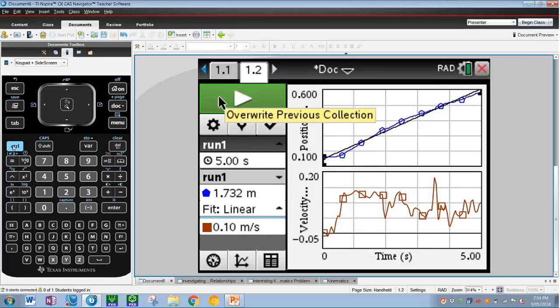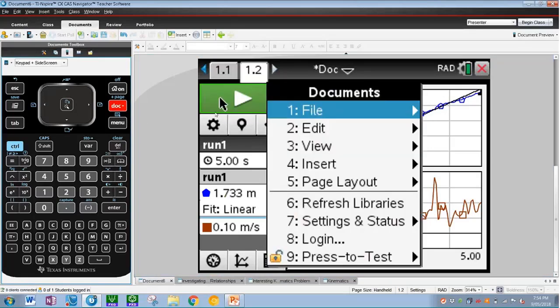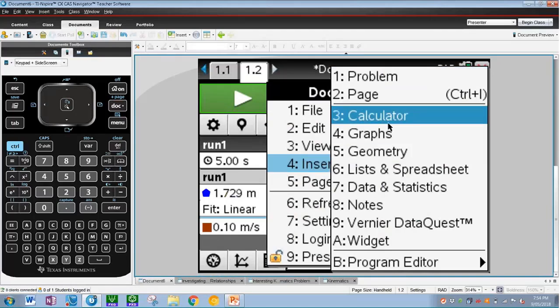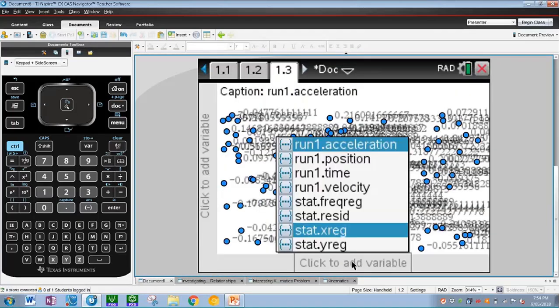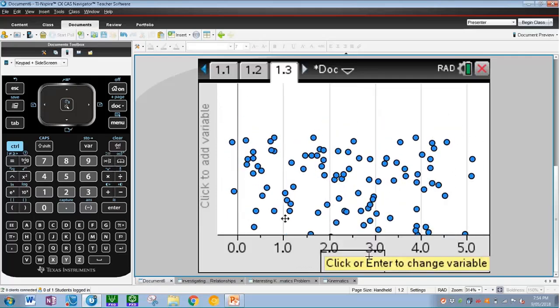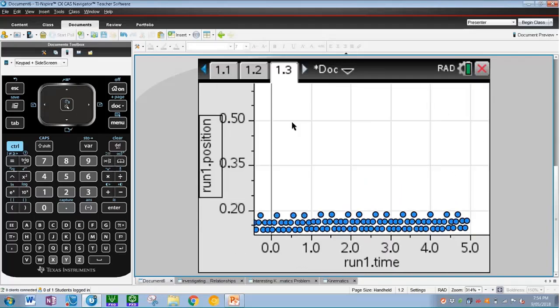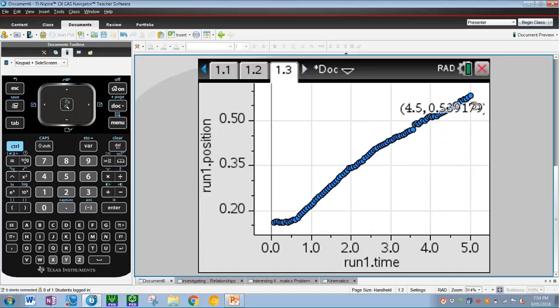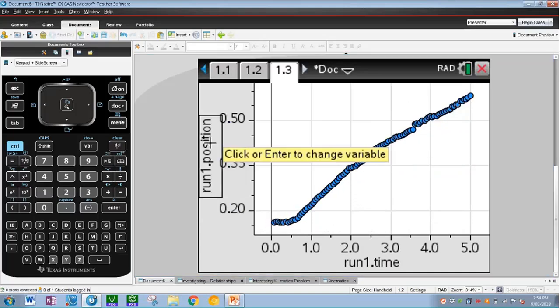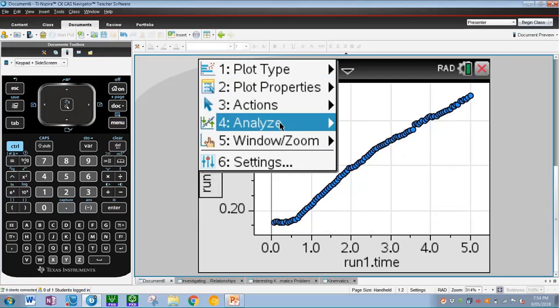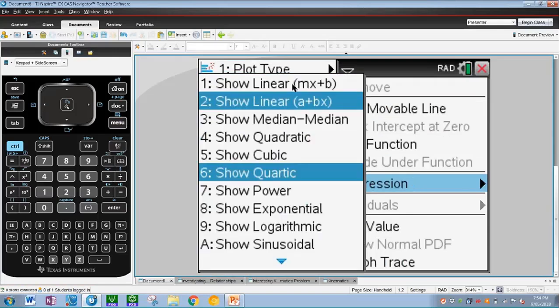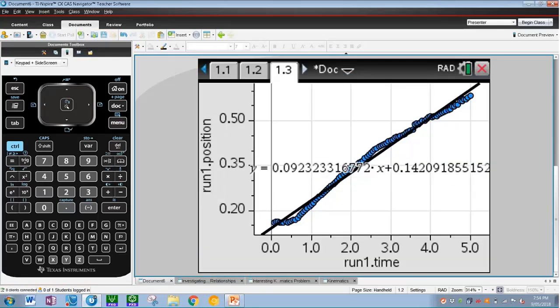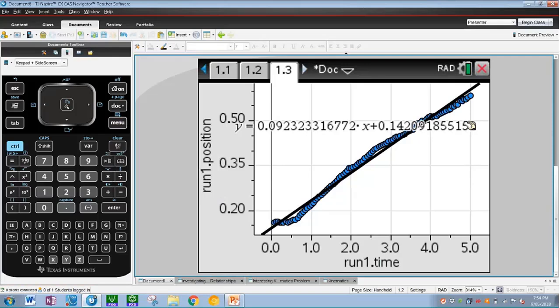You can go to Doc, Insert, and I'm going to insert a data and statistics page. On the x-axis, I'm going to put the time. On the y-axis, I'm going to put the position. As you can see, you get the same graph over here. And furthermore, you can also do another regression analysis to this. So you can go Menu, Analyze, Regression, again do a linear regression. And this time, we get more decimal places in our data.